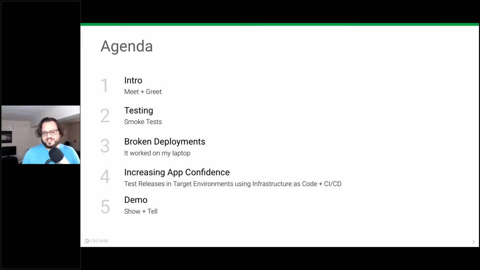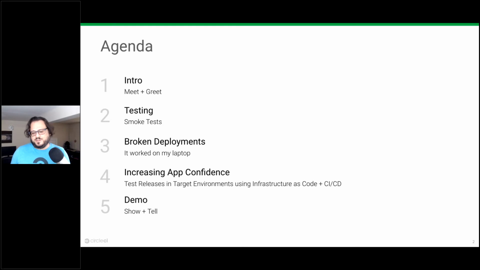The agenda is basically a quick introduction to myself, and I will go really quickly with that since I got an awesome intro from the organizers. Then I'm going to talk about testing, specifically smoke testing. Then we're going to go into why deployments break. Why do we have this situation where we deploy code and it worked in a development environment or on your laptop, but it doesn't work in production? Then we're going to talk about increasing the app confidence or release confidence.